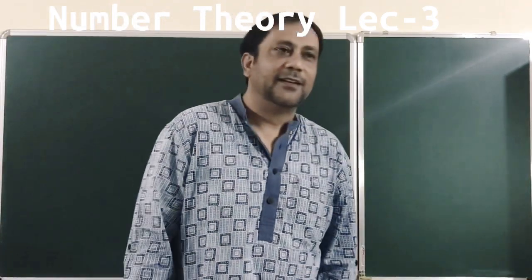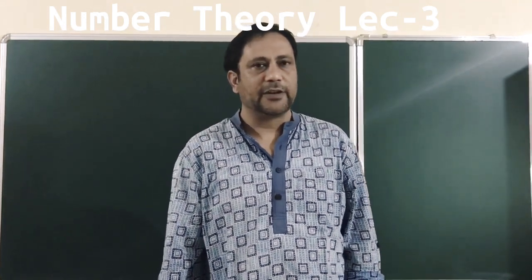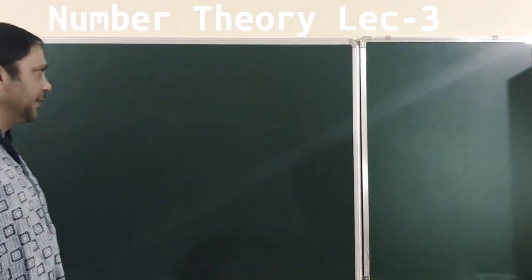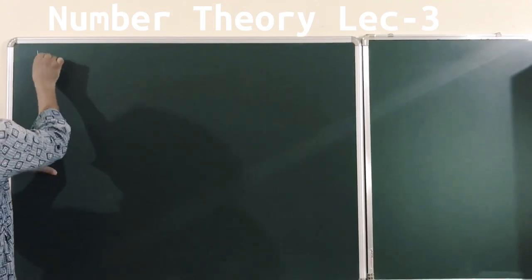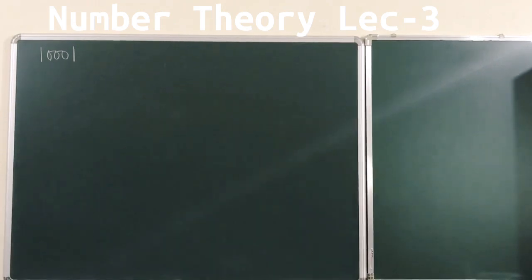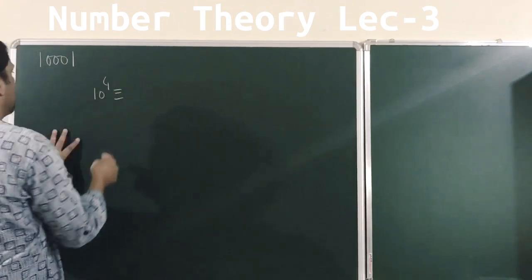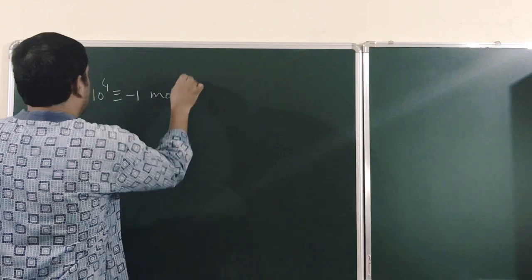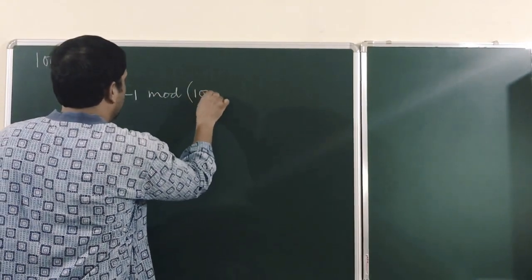Hello friends, in the first lecture of number theory, we discussed the different divisibility criteria. Now, in that series I am taking one more example, and we are developing results with the help of 10001. If we divide 10 raised to the power 4 by 10001, obviously the remainder will be minus 1. So we can write 10 raised to the power 4 congruent to minus 1 mod 10001.